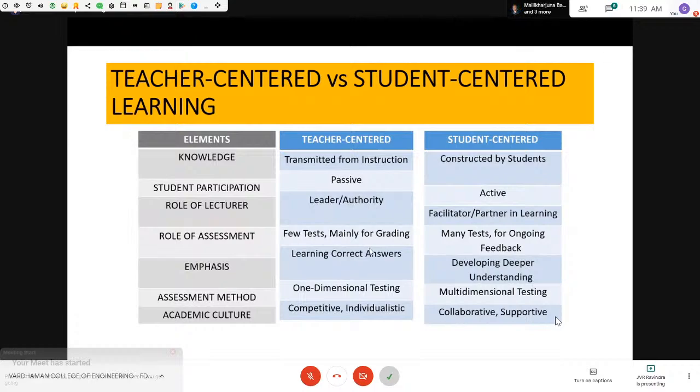So, academic culture. The student-centric one is extremely good: it is collaborative and supportive, and competitive, whereas the teacher-centered one is individualistic. Why I said competitive: you take one particular course, and let us say three faculty members are teaching the same course. There will be a competition between you about who is going faster. Normally we talk like this: how many units have you covered? I covered 3 units. And how many have you covered? 2 units.